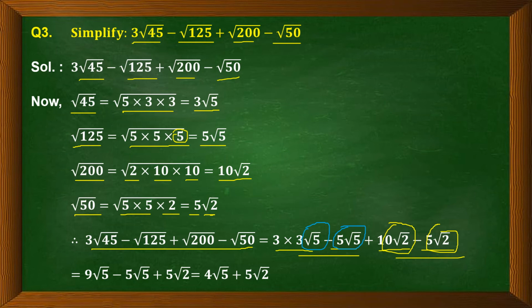3 into 3 is 9. So 9 root 5 minus 5 root 5 gives 4 root 5, and 10 root 2 minus 5 root 2, we can say it is 5 root 2. Further 9 minus 5 is 4. So the answer is 4 root 5 plus 5 root 2.